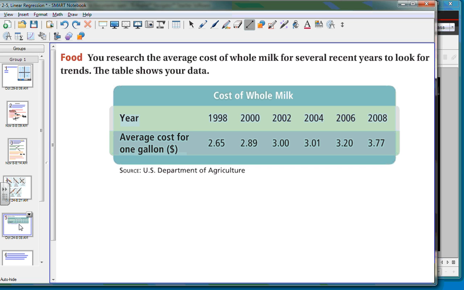The problem says you researched the average cost of whole milk for several recent years to look for a trend. What in the world? What's a trend? Like a rising or falling. Similarity. Yep. A trend is going to be something like, take fashion trends. It's something that has been for a long time and has the same calculation for a long time, then all of a sudden it changes. That's a trend, right? Now, what would affect the trend of the cost of milk per gallon?